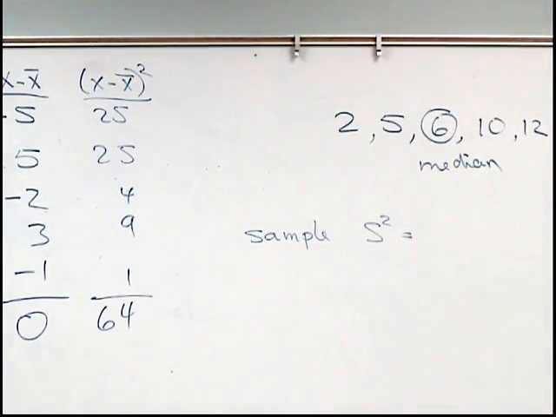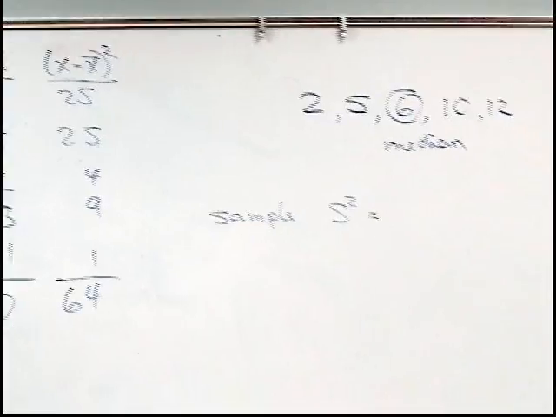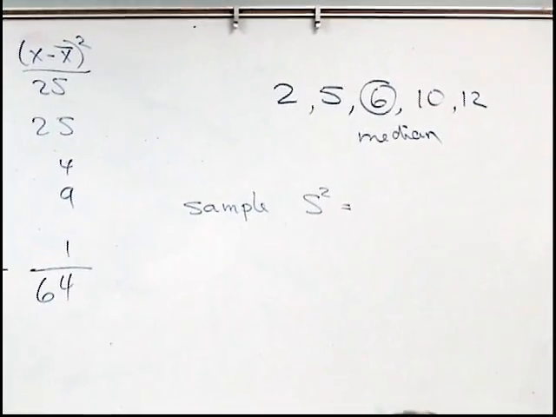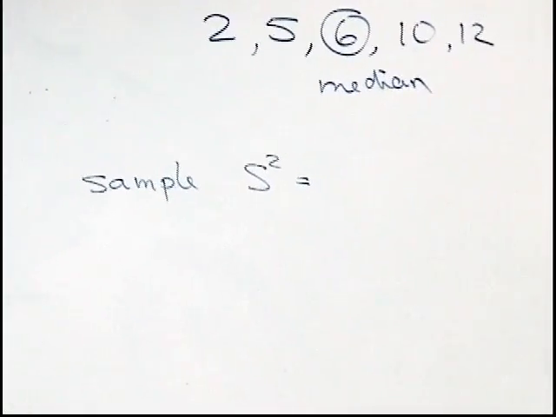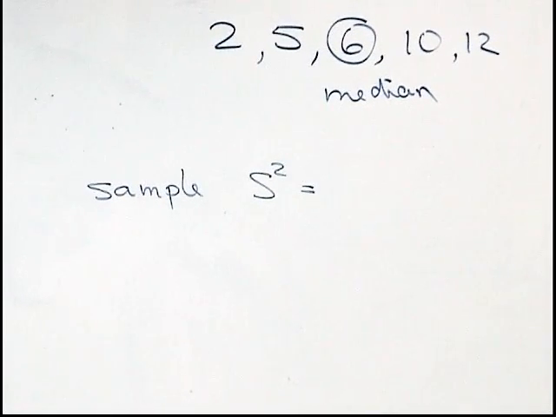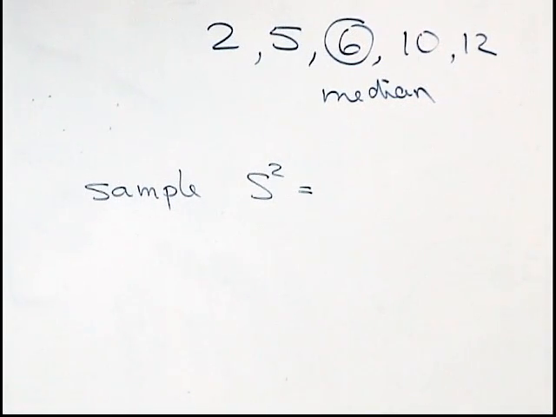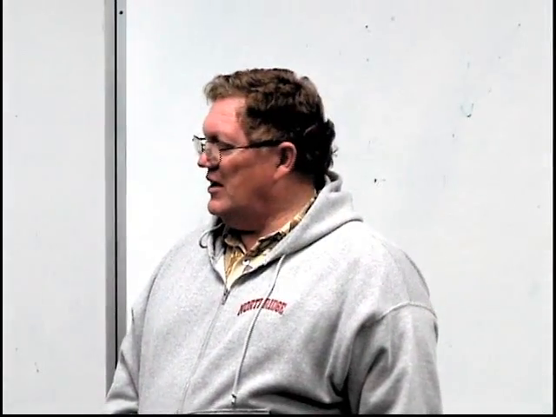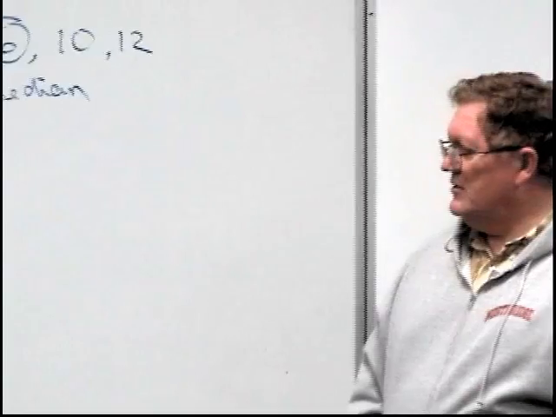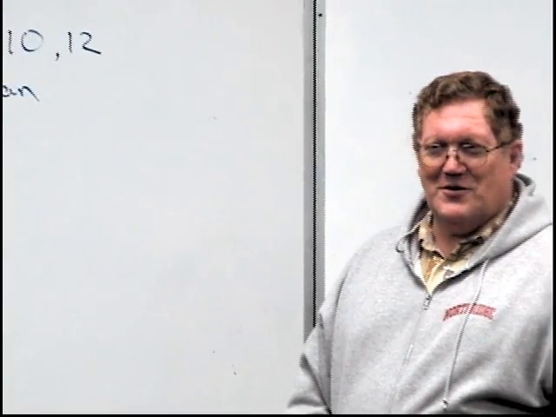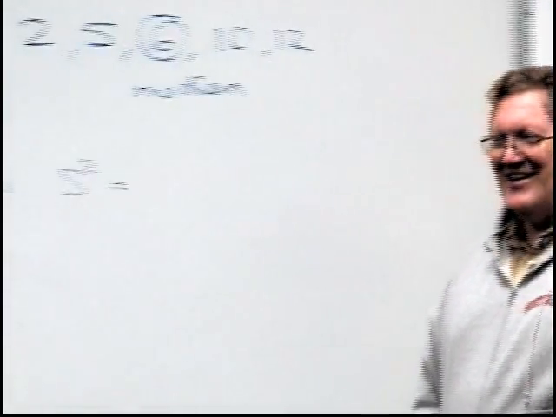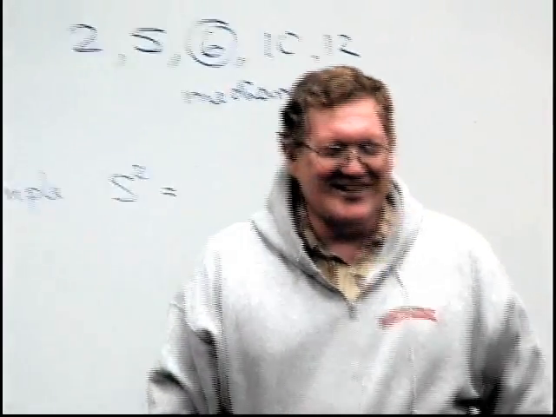But that's not what the variance is. The variance is the average squared distance away from the mean. You have to divide by something. We're doing it like an average. We divide by 5 minus 1, or is this one of those tricky ones? It's a sample, so we divide by 5 minus 1. So 64 over 4. Whoa, are we in big trouble? When is this test?